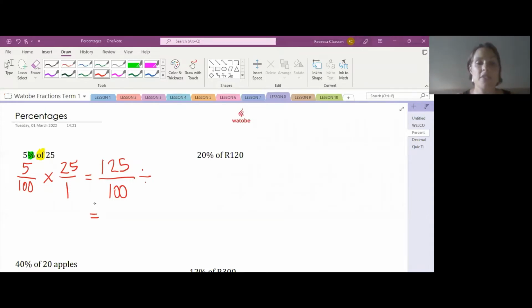125 divided by 100 is going to give you 1,25. So 5% of 25 is 1,25. And that's my answer. When you're doing percentages, you are normally allowed to use a calculator. Most teachers are kind to you there, and they would let you use a calculator, and I'm going to let you use a calculator as well.